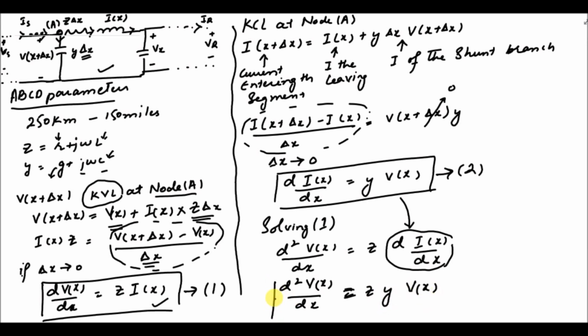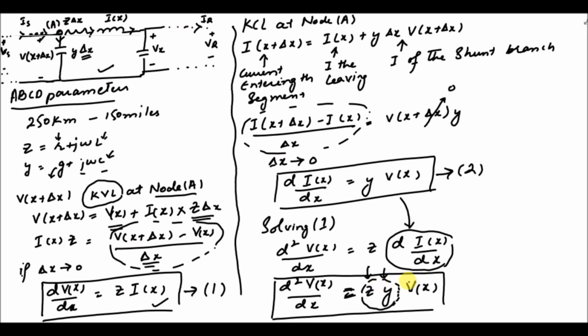Right? So this is the equation that we get after combining equation 1 and 2. Now here in this particular equation, we have the multiplication of z and y. Z is the impedance of the line per unit length, and y is the admittance of the line per unit length.